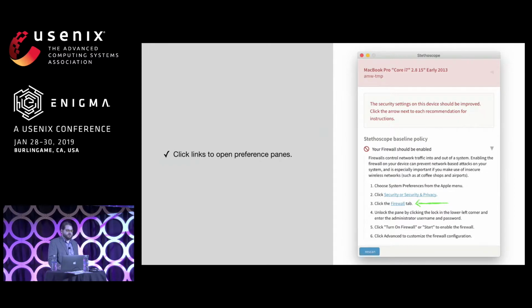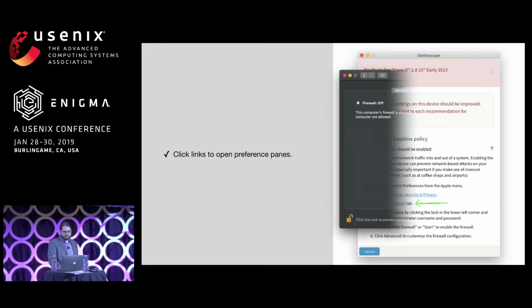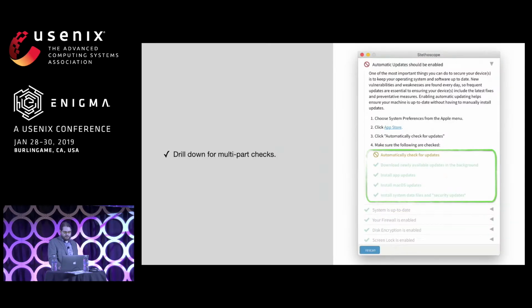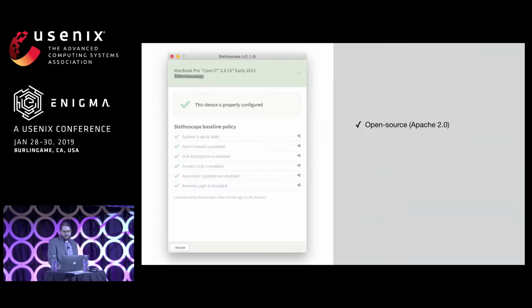For you, and then you can just click the button and make the change right there. And then we also have multi-part checks. So some of these, Apple makes it kind of needlessly complicated to enable automatic updates. It actually ends up being 5 separate options in most versions of macOS. So you can drill down and do multi-part checks like that. And it's open source.